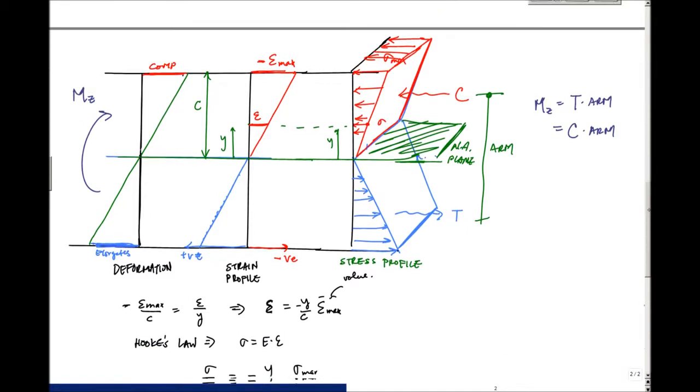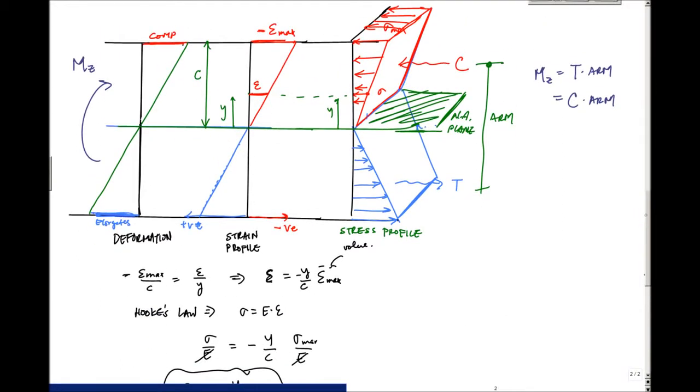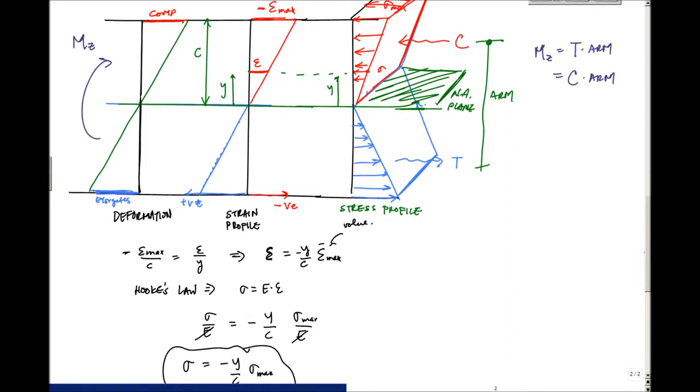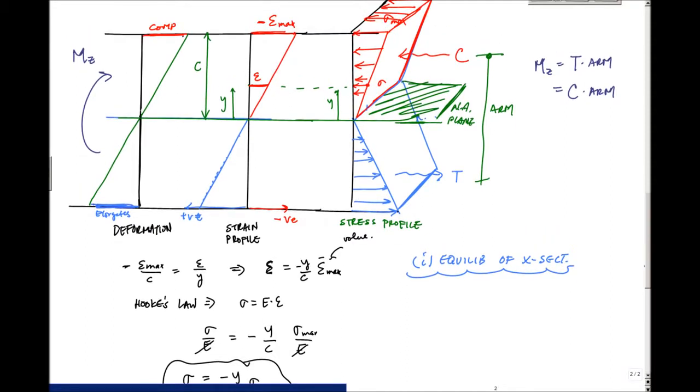So if I wanted to do some equilibrium of this, if I want to look at equilibrium of the cross section, in particular I want to look at the sum of the forces in the horizontal equal to 0. That means, in integral form, I want to sum up the stress over the entire area here. I have pure bending. I have no axial force applied here, or no internal axial force resultant going on. So all of this should just equal 0.